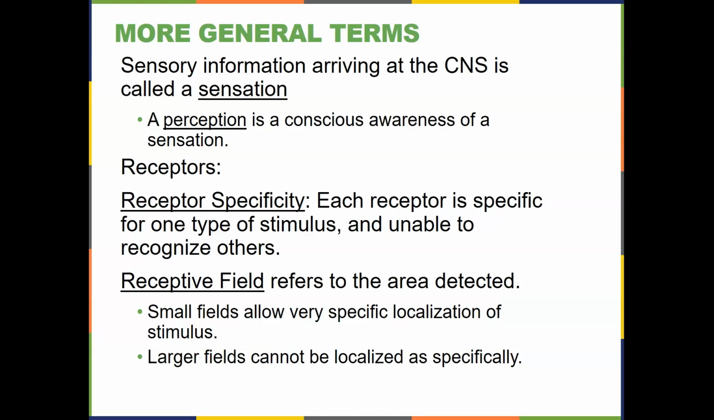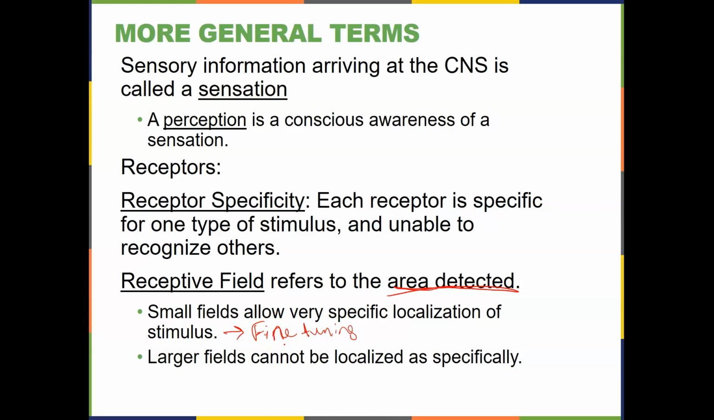The receptive field refers to the area in which energy is being detected. Small receptive fields give you an idea, very specific localization of your stimulus. Small receptive fields mean you have fine tuning. Large receptive fields, this is not fine tuning.